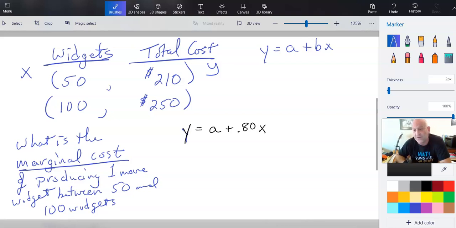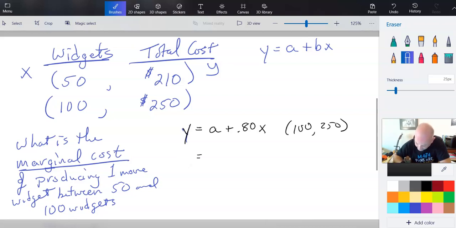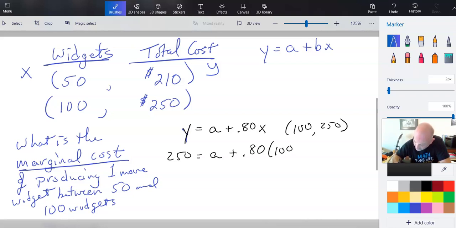Although 100 and 250 isn't, oh, actually, you know what? Multiplying things by 100 is easier. So I'm going to go with that. So we're going to use the point 100, 250 to figure out what A is. Okay, so X is 100. Y is 250. And A we don't know, but over here I have 0.80 times 100, right? So if I multiply that by 100, it's 80. So now I have 250 is equal to A plus 80.